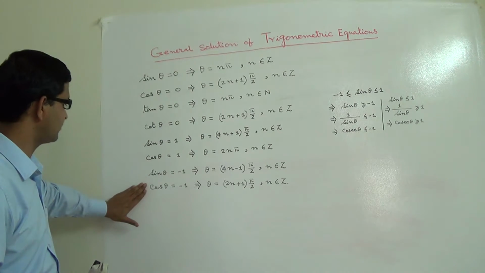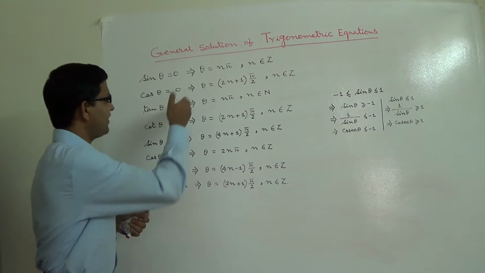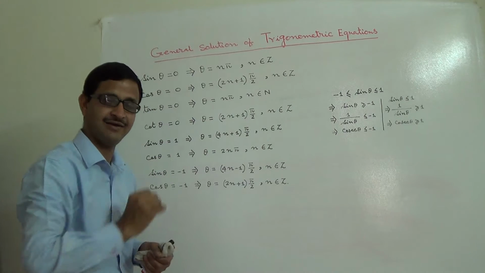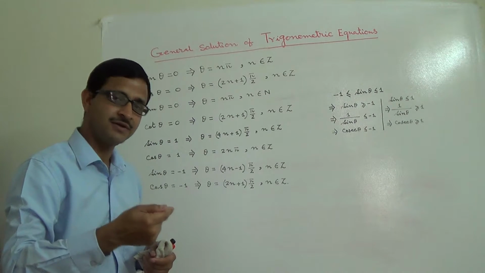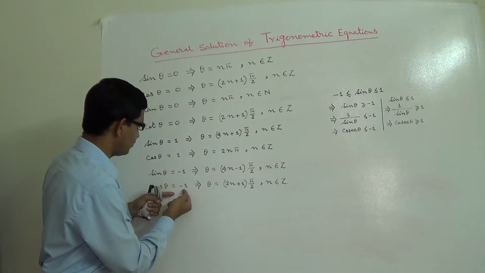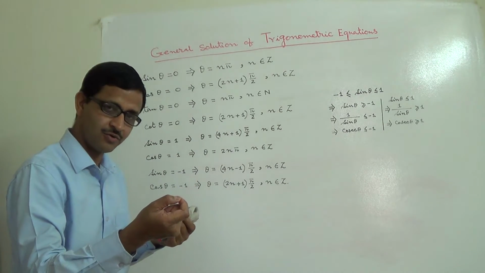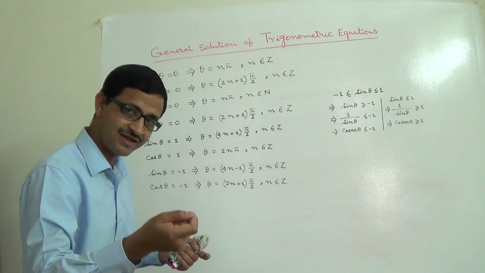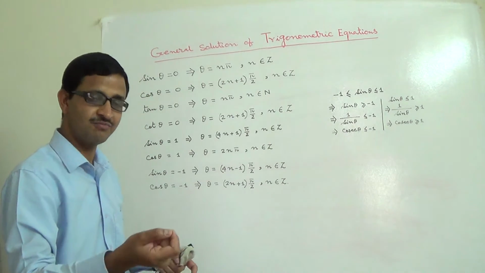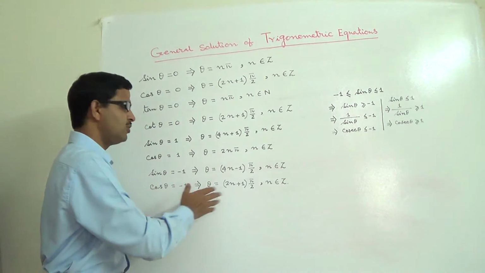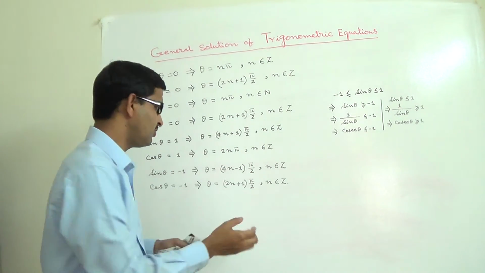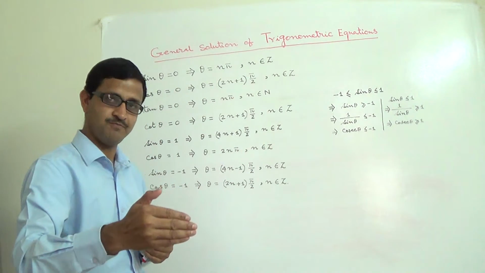sin theta equal to minus 1, cos theta equal to minus 1, you can apply these solutions directly without computing what will be the value of cos theta equal to minus 1, and what is the value of the angle whose cos is minus 1. In this case it is pi, cos pi. In that way you need not compute. If you compute in this way you will reach this solution, but it will take some time.